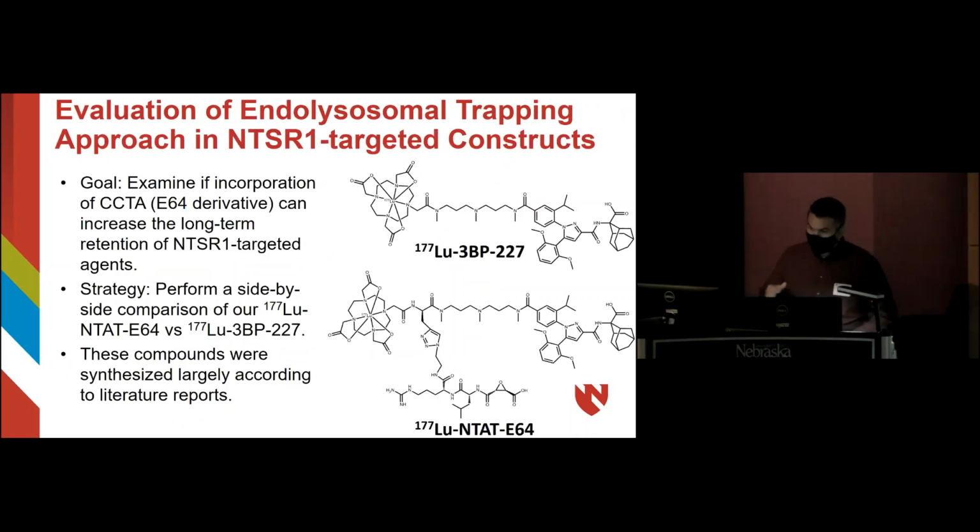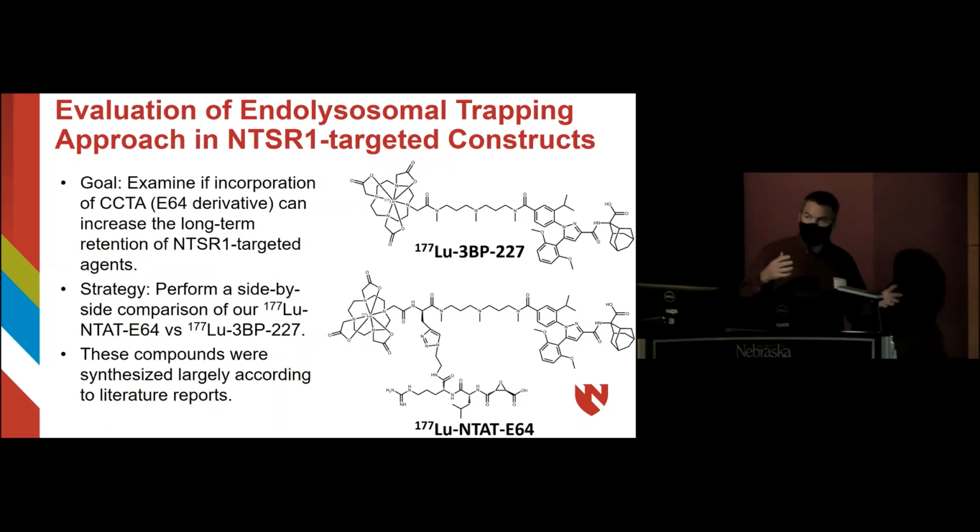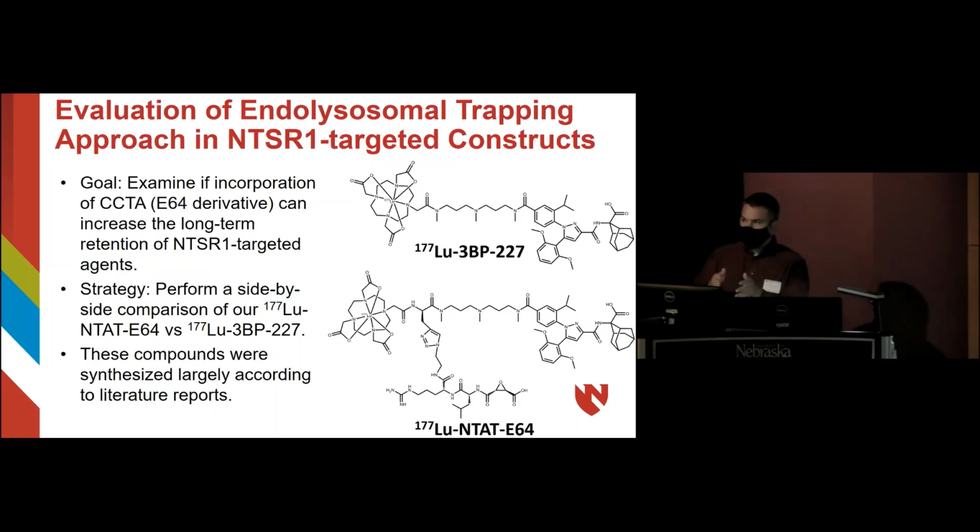So in this particular project, we decided to do a head-to-head comparison between 3BP, which is our clinical control that's currently in clinical trials, phase 2, and then we made a derivative which is obviously very similar to that of 3BP, but we've included this E64 inhibitor component, okay? So this is called INTAT E64, but I'm just going to refer to it as INTAT.